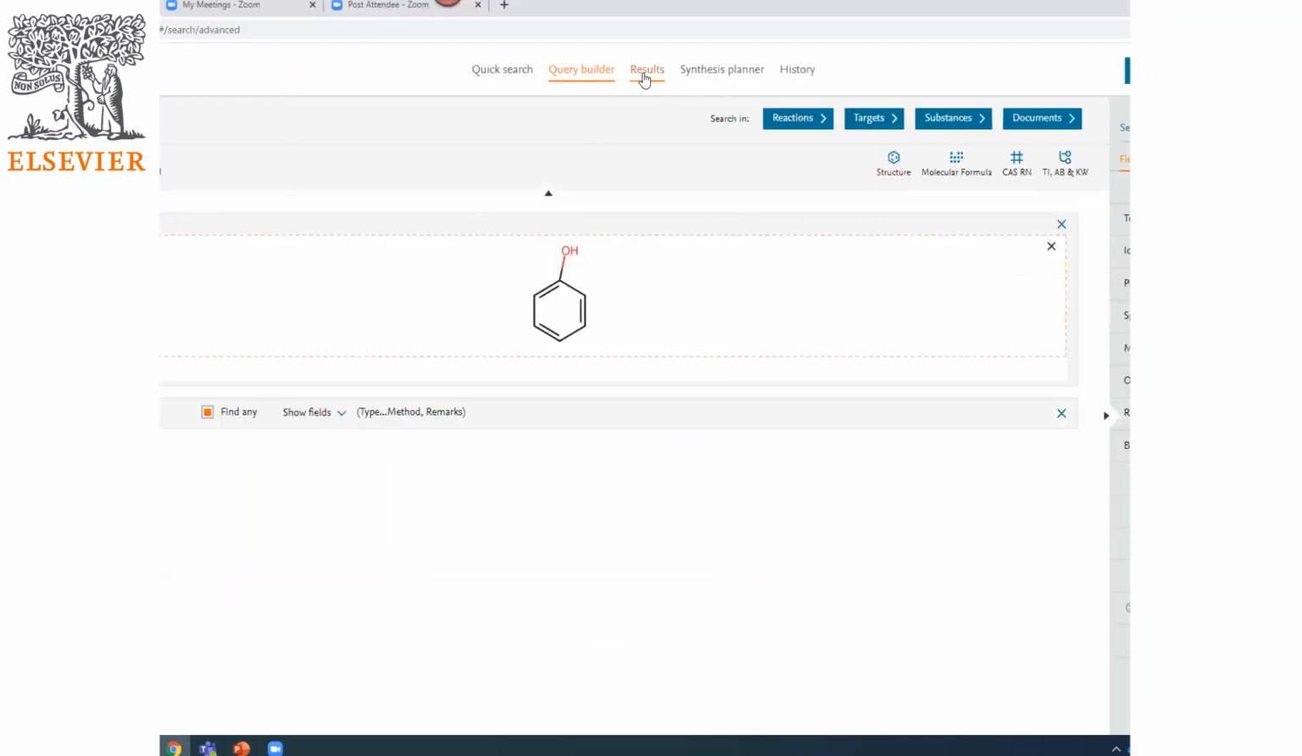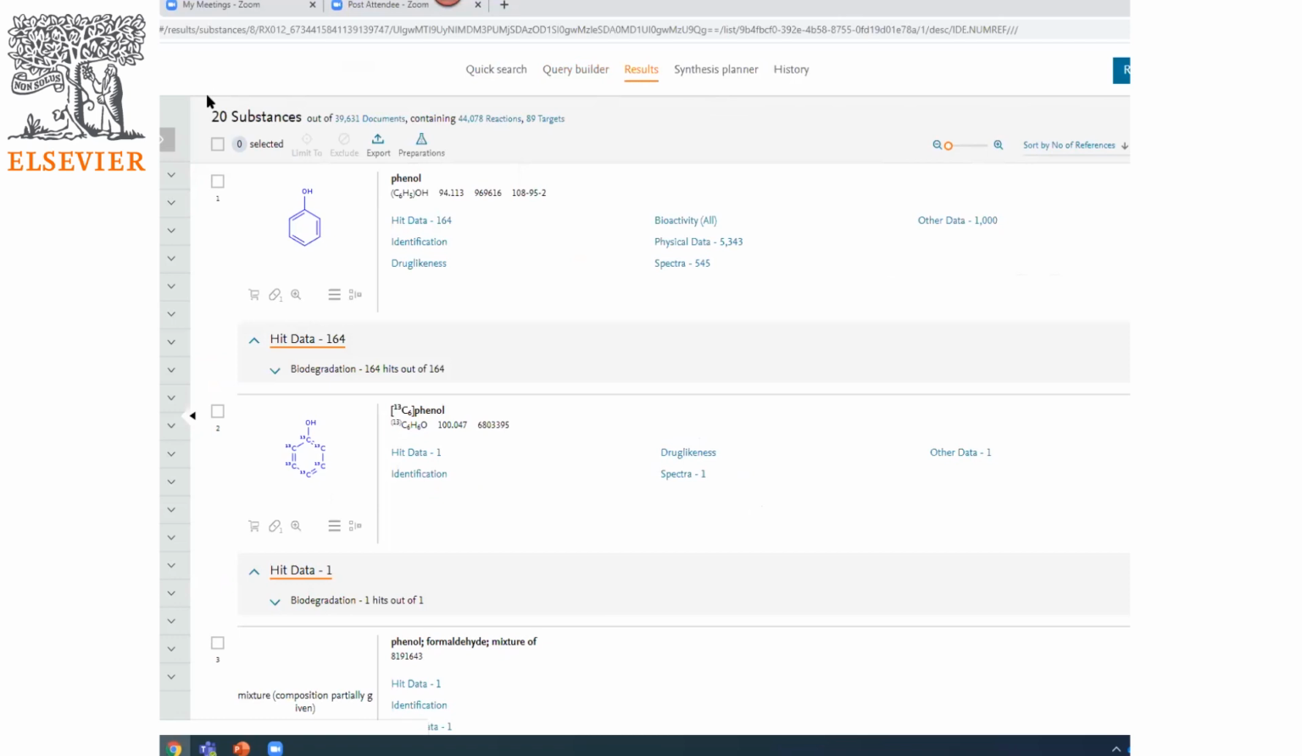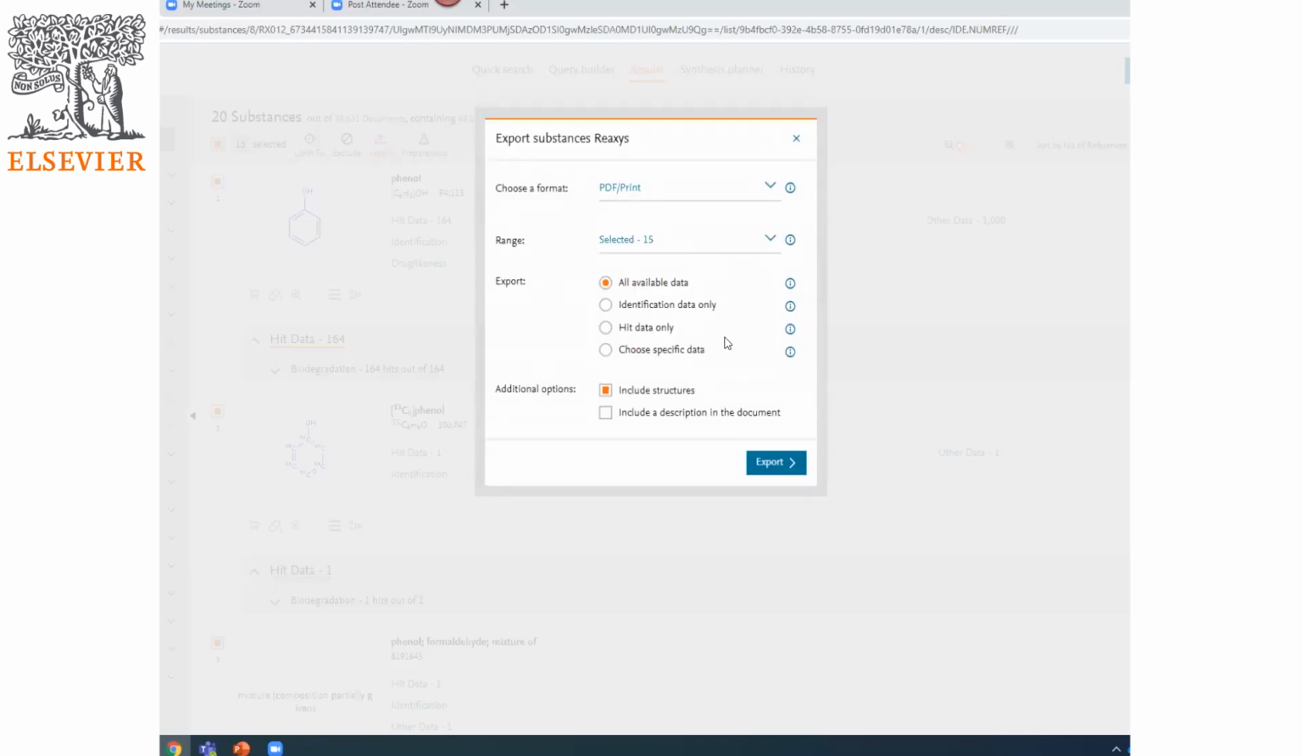What is export? From the result page, you can select one or several results by clicking here and export them. You can do it from all search results, from document search results, from substance search results, from reaction search results. Just select it and click export.